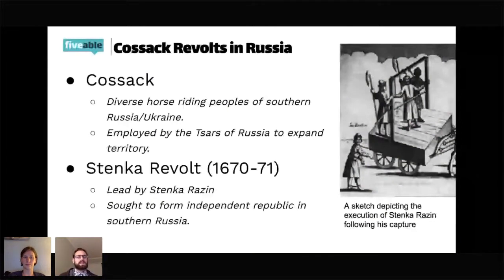It's not so much an ethnicity as it is a way of life, I guess is a good way of phrasing it. They were a diverse group of people, but they lived in what's now southern Russia, parts of Poland, parts of the Ukraine, where it's really flat, and so they're horse riders. They were used by the Russian government during many of their military campaigns, most famously against Napoleon.